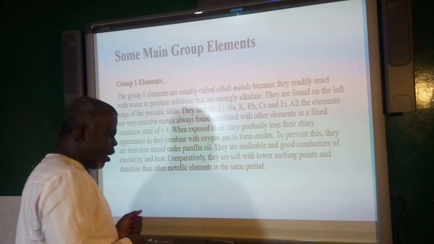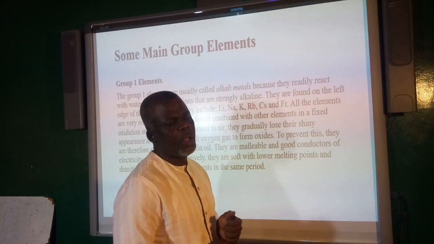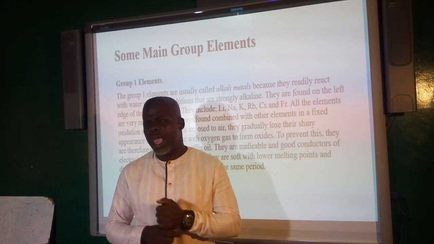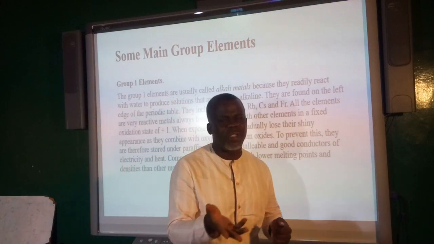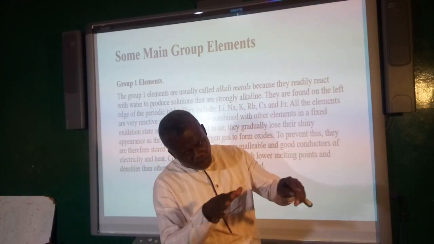One particular thing about them is that since they are metals, they are very reactive. When exposed to air, they react with oxygen, and their shiny appearance gradually is lost.